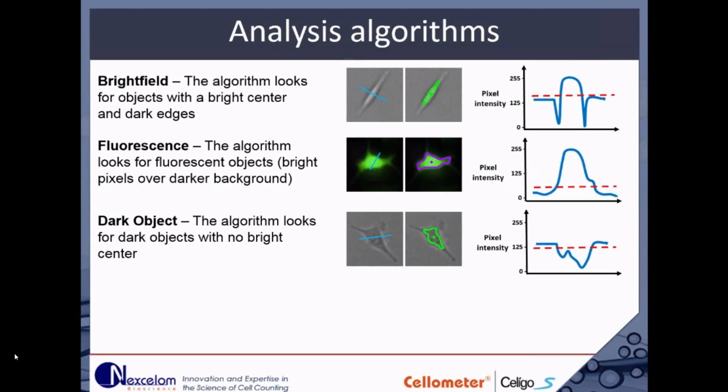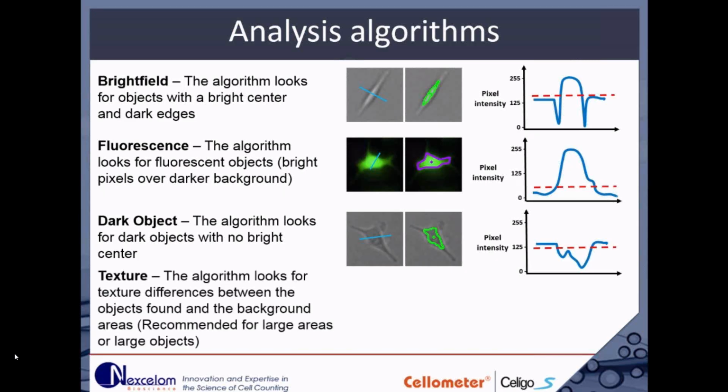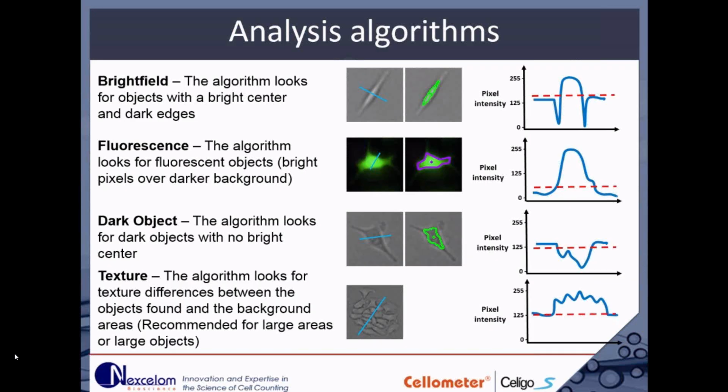The texture algorithm looks for texture differences between the objects found and the background areas. This is recommended for large areas or large objects such as colonies, spheres, confluence measurements. Here we have an example of a colony grown on a plate, and you can see that there's a lot of texture in it. So if you drew a line over this object, you can plot those pixels and then draw an intensity threshold. You'll see anything above that threshold value is where the graphic overlay will be drawing its line, and that's how a colony or confluence measurements are drawn.